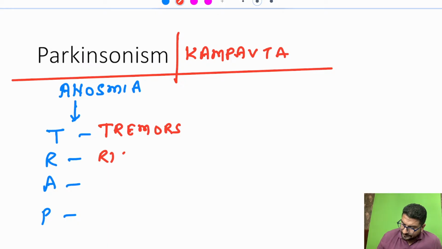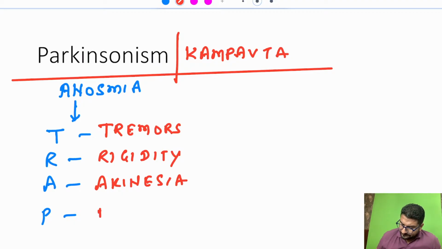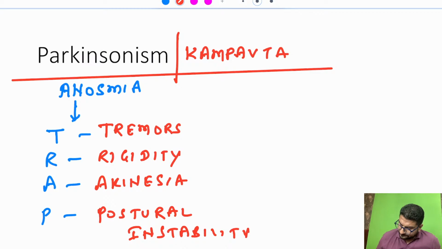Then you can notice rigidity. There is akinesia or bradykinesia, and there is postural instability. Tremor, rigidity, akinesia, bradykinesia, postural instability. Now try to understand.